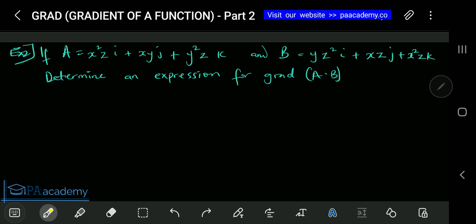It says if A is equal to x squared z i plus xy j plus y squared z k, and B is this, so this is for B. It said determine an expression for grad A dot B. Okay, so let's do this.